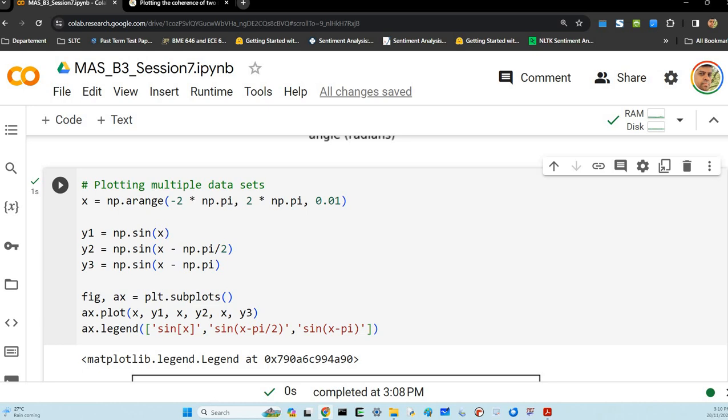So, can I have your attention? One way is you can put xy, xy, xy like this, or you can have 3 separate commands: xy1, xy2, xy3. Both ways work.